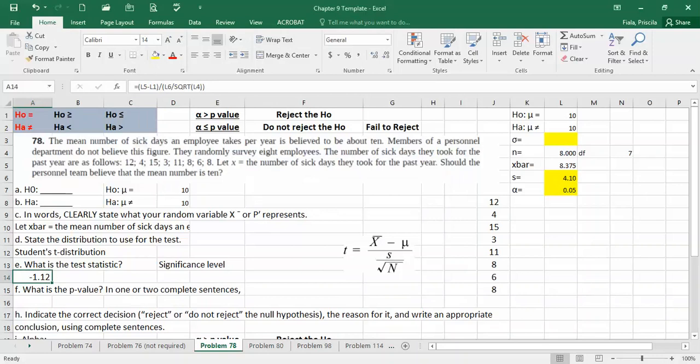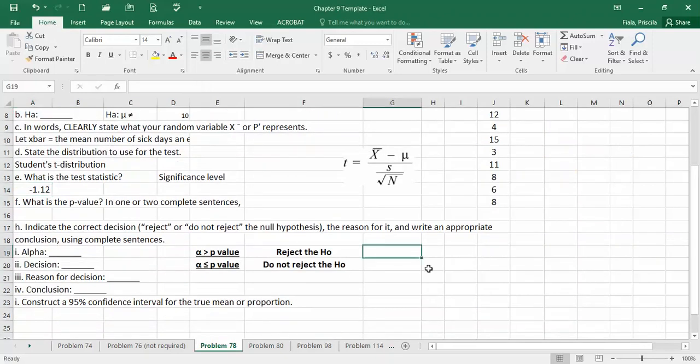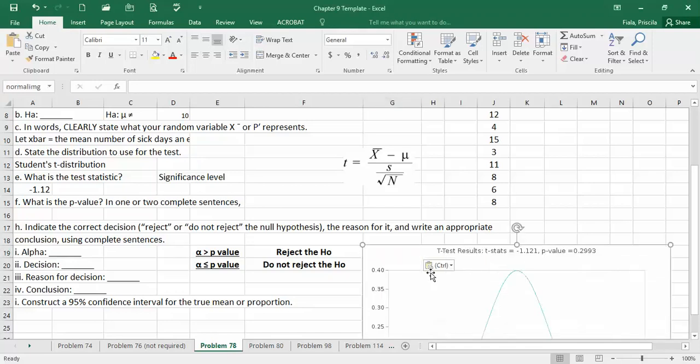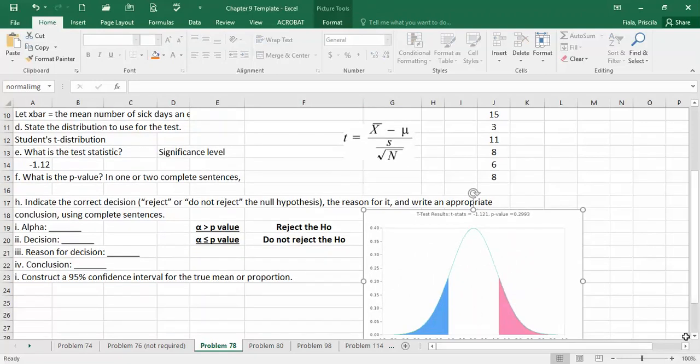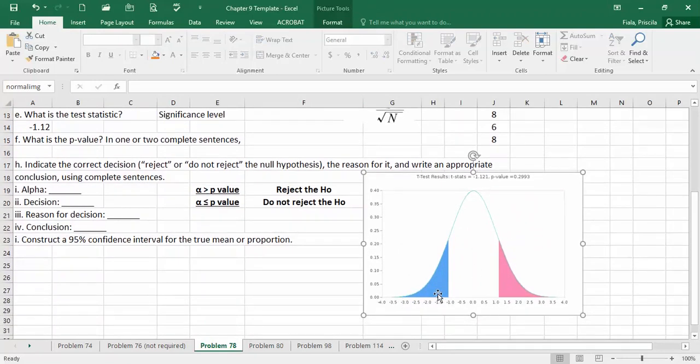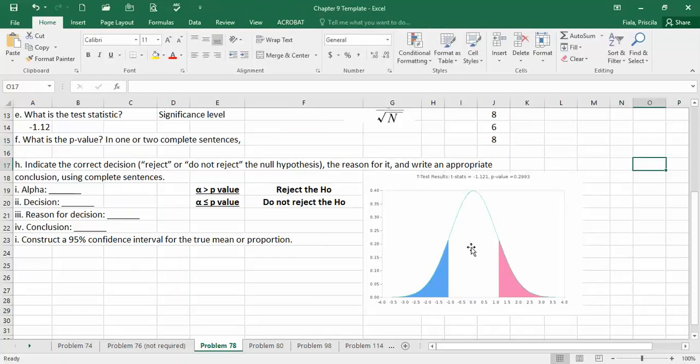Just keep in mind that we are searching for a value of 1.12 on each side, which right here I have actually put a graph together for you. Okay, so we are looking for all the possible values below minus 1.12 and above 1.12. That is a two-tail test. How do you define that?